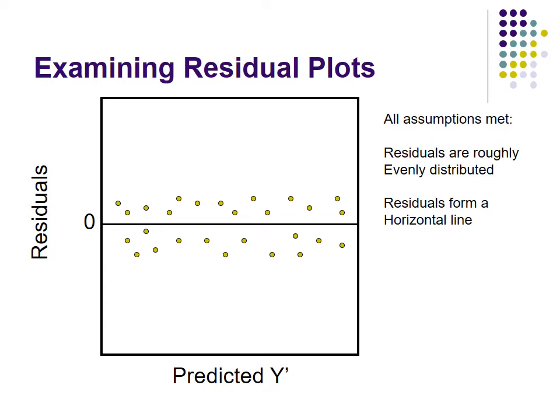So this would be a good example of our assumptions having been met. The residuals are roughly and evenly distributed. The residuals form a horizontal line. This would be an example of there being no additional problems when we went from individual predictors to a multivariate model of multiple predictors on y. Now we're going to look at some examples of residual plots that tell us something's gone wrong.